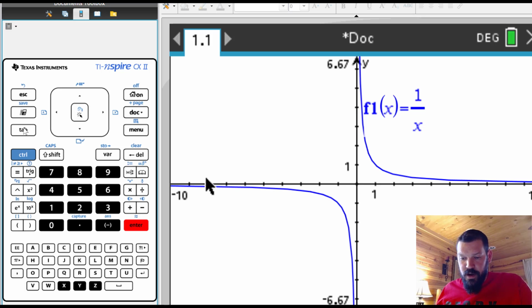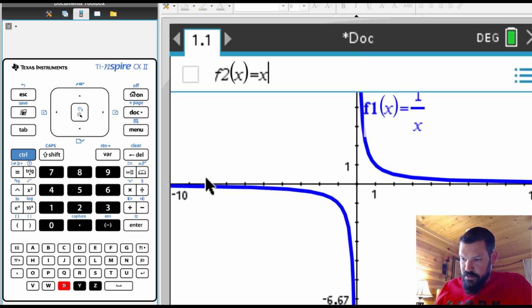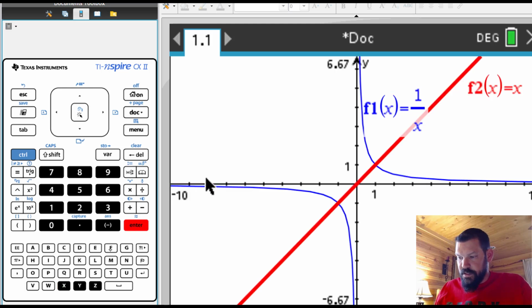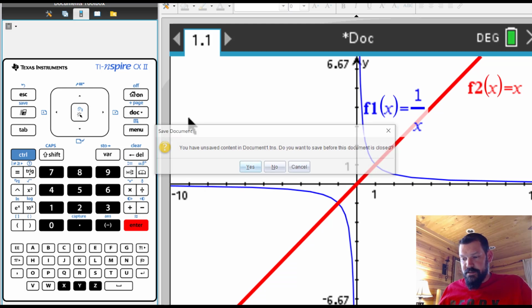But if I did put the line y equals x through there, you can see that it does have origin symmetry. Put that in. There you go. So if I folded it over that line y equals x, it is going to lie on top of itself. It's a mirror image over the line y equals x. And we have found the symmetry for the graph of 1 over x.